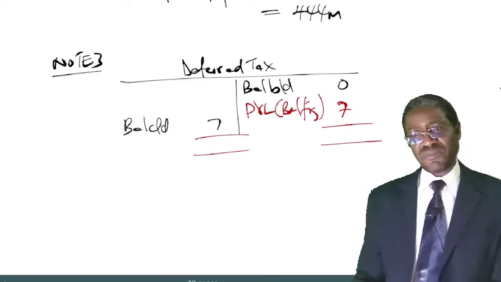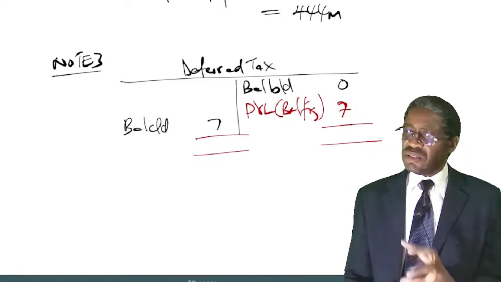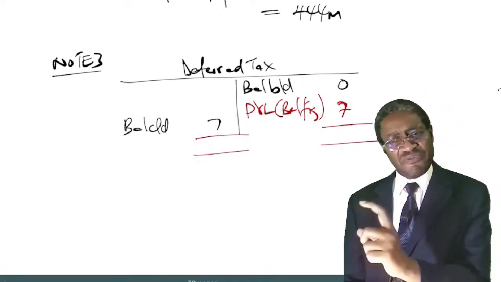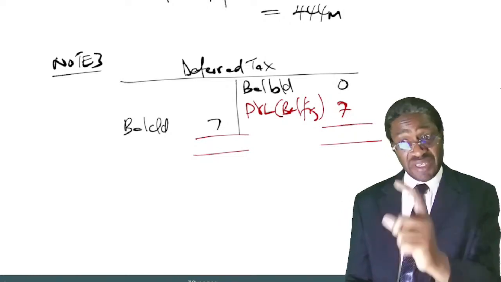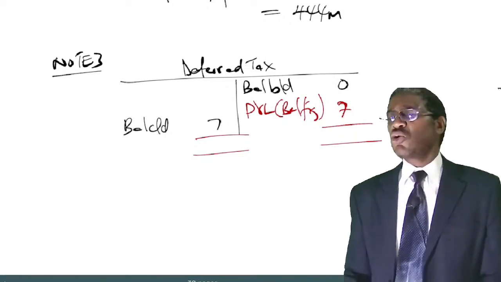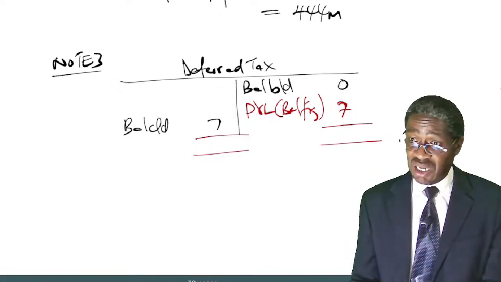Of 7. Now, of course, listen, we have credited deferred tax with that 7, which automatically means you will go and debit the P&L account.